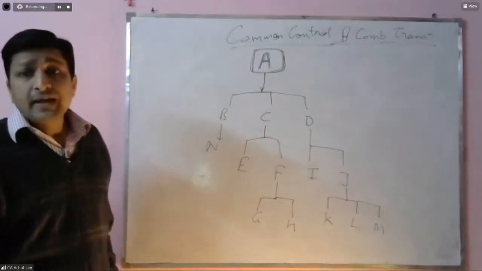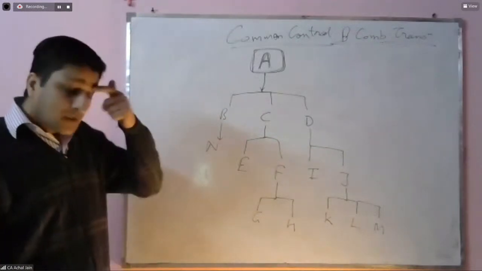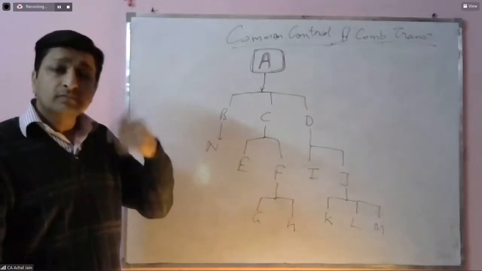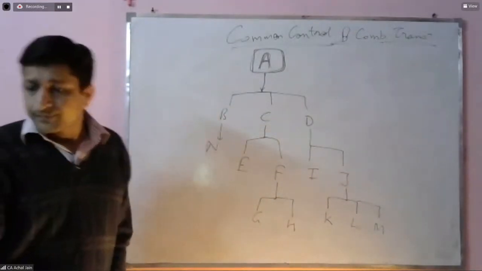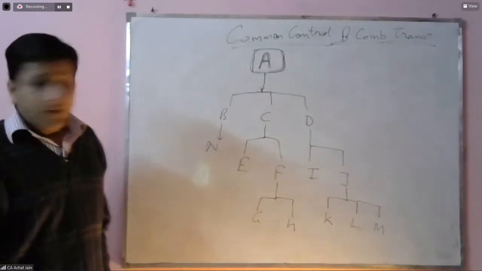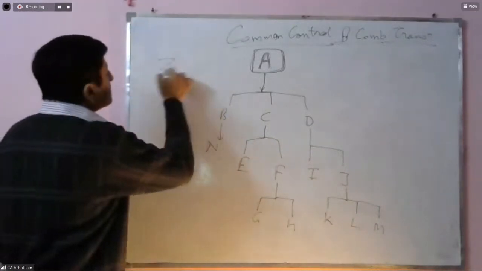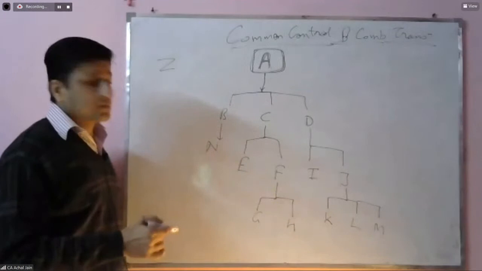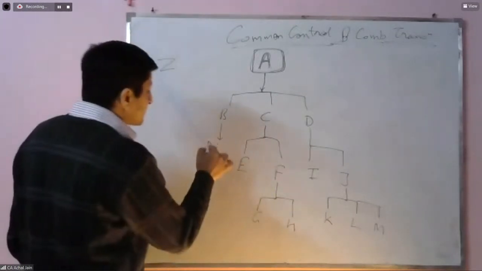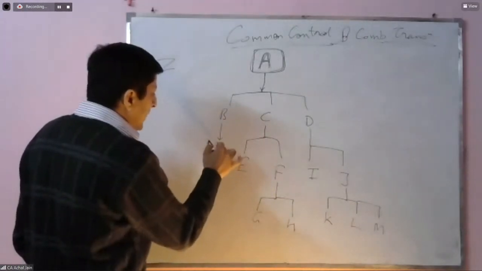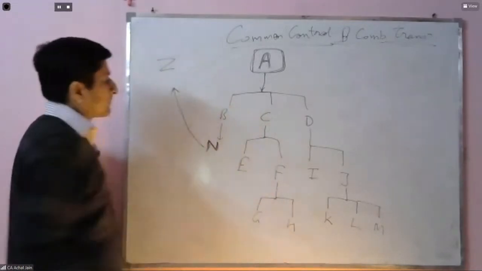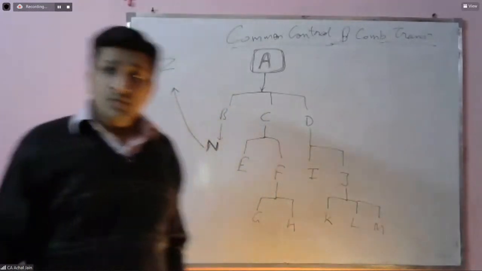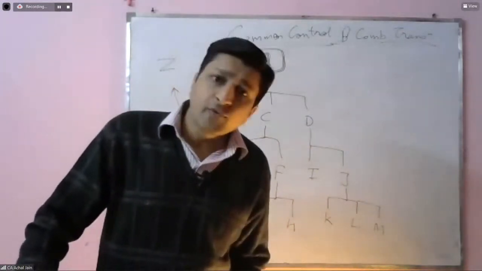Now, what do we mean by common control? And how is it different from any other business combination that we've discussed? Let's suppose Z comes and buys N from B.